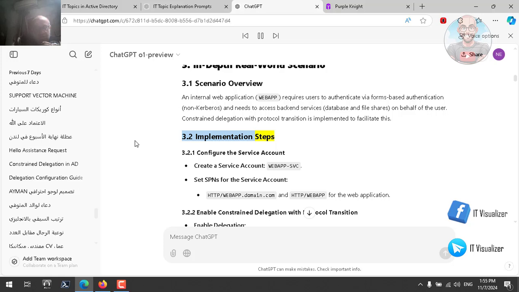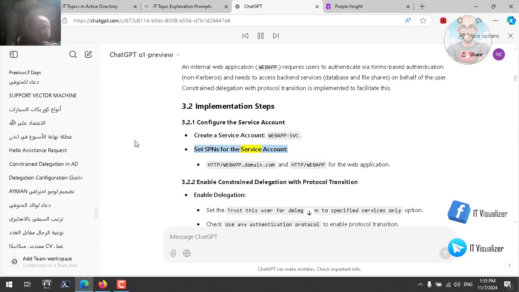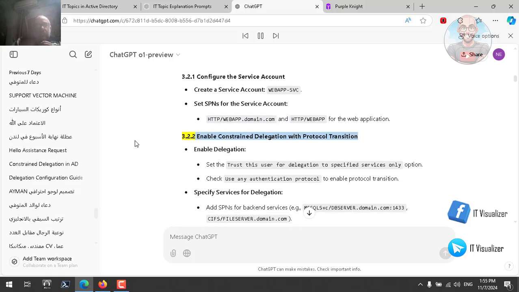3.2 Implementation Steps. 3.2.1 Configure the service account. Create a service account, WebAppSvc. Set SPNs for the service account: http/webapp.domain.com and http/webapp for the web application. 3.2.2 Enable constrained delegation with protocol transition. Enable delegation. Set the trust this user for delegation to specified services only option. Check use any authentication protocol to enable protocol transition.